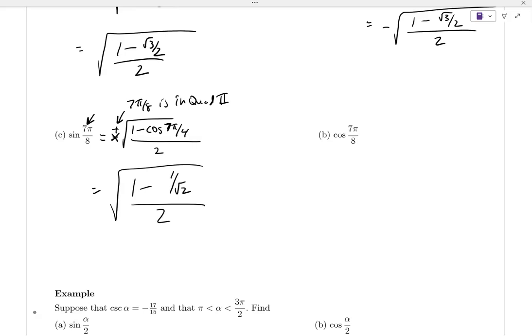And then I just need to determine, is it positive or negative? 7 pi over 4 is in quadrant, a little bit farther. I think 4, right? You know, because it goes 1, 2, 3, 4, 5, 6, 7. Yeah, so we're in quadrant 4, so it'll be positive. So we get that for our answer.